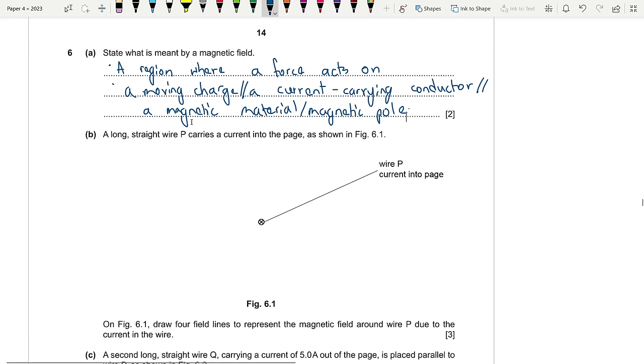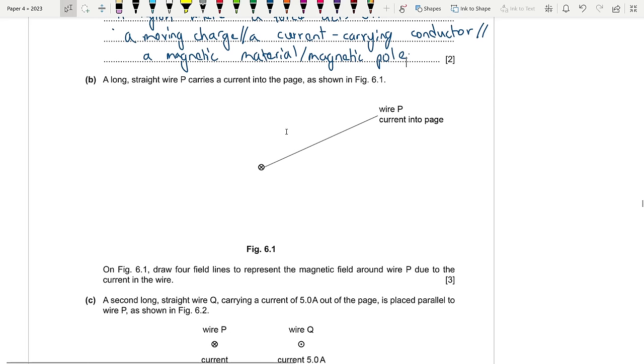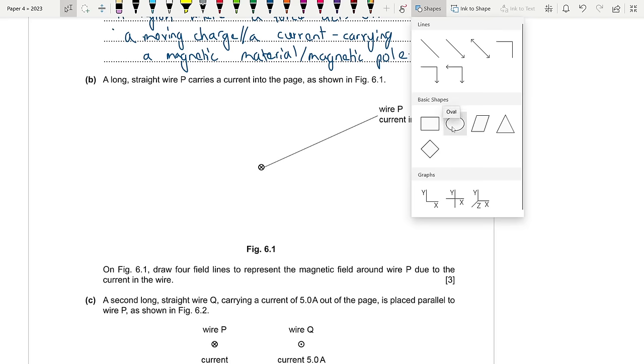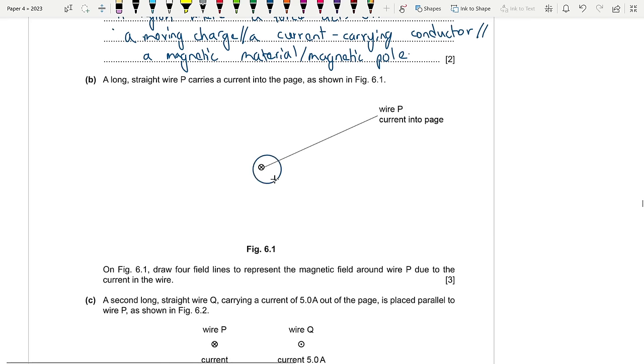Now, long straight wire P carries the current into the page. You know that cross refers to into the page. So we are using our right hand grip rule. I am putting my thumb into the screen and my other fingers appear clockwise. Draw four field lines to represent the magnetic field around wire P due to this current. So we have to draw four concentric circles. The spacing will increase outwards and the direction should be clockwise. Those are the facts you need to keep in mind when you do this.